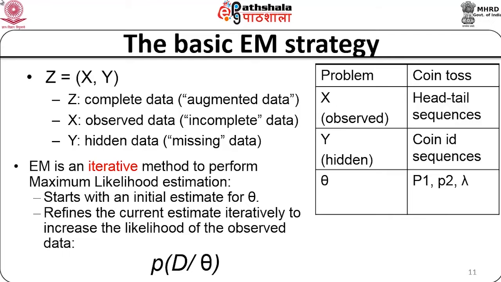So, EM is an iterative method to perform maximum likelihood estimation. Basically, we are still performing maximum likelihood estimation to find the model given the data. It starts with an initial estimate for theta and refines the current estimate iteratively to increase the likelihood of the observed data. So, that is what we are trying to do.